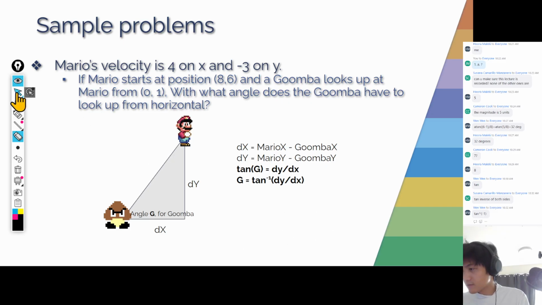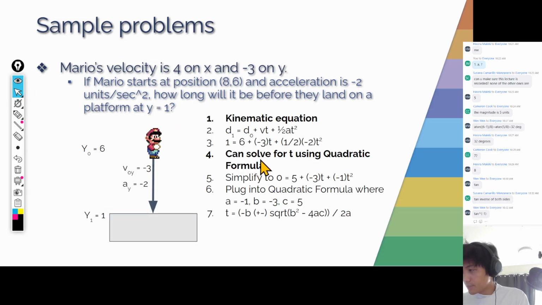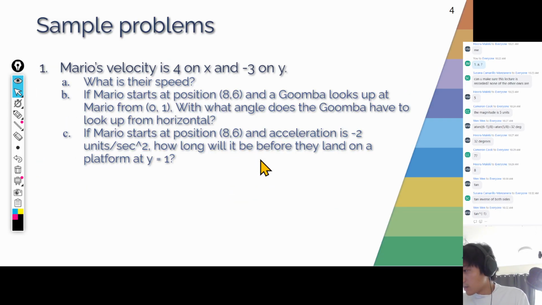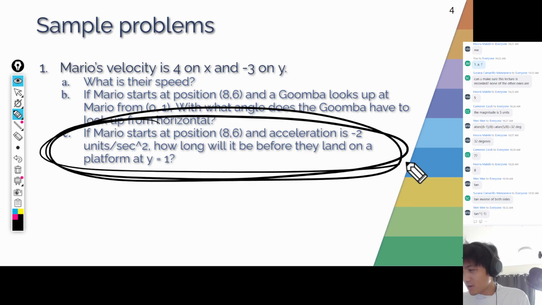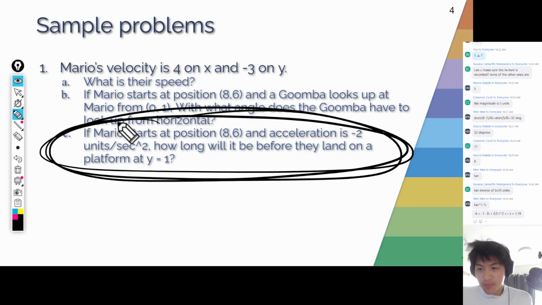Very nice. Cool. Let me see, what was the last one here? Oh, this one is more complicated. Okay, this one is more complicated. Did anyone complete this one? This one requires you to use the quadratic equation.